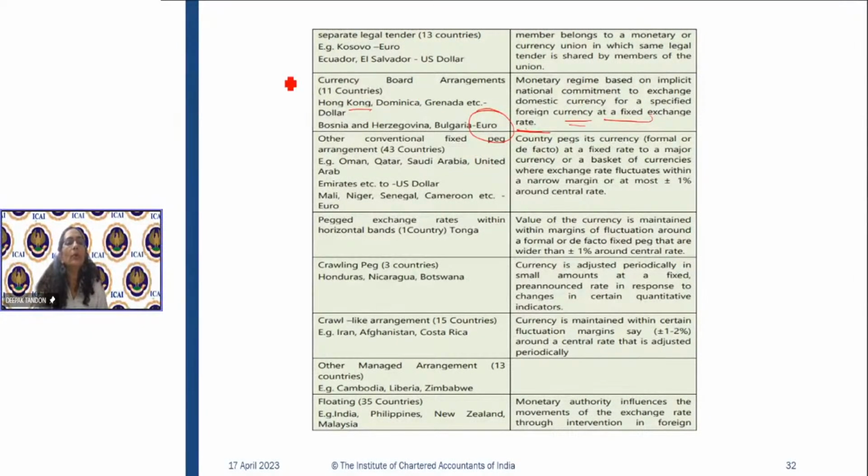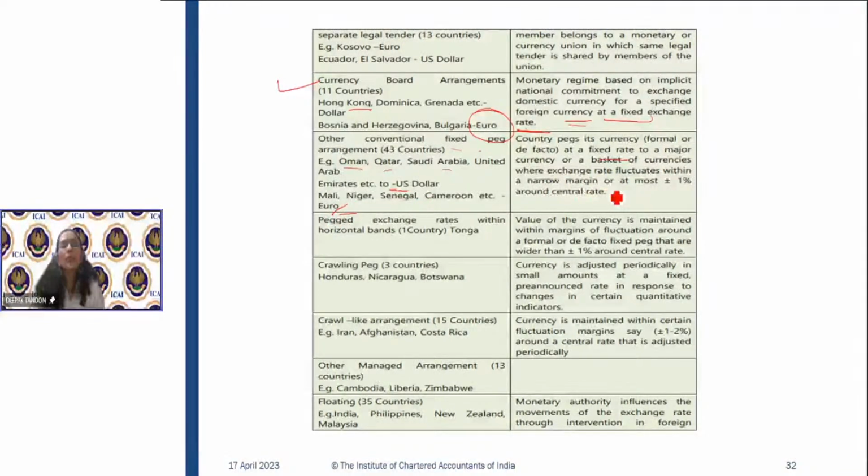So this is currency board arrangements, which is practiced by countries which are not so sure about their currency, and those who want more stability in their economy, they go for this. Other conventional fixed peg arrangements are followed by Oman, Qatar, Saudi Arabia, United Emirates. किससे पेग किया उन्होंने? $2. Okay, Mali, Niger, Cameroon have pegged their currency to euro. So they have pegged their currency to euro, and once they have pegged their currency at a fixed rate, with a basket, they may peg it to basket of currencies also. So group of currencies के, but यहाँ पे तो US dollar and euro individual currency से किया है.